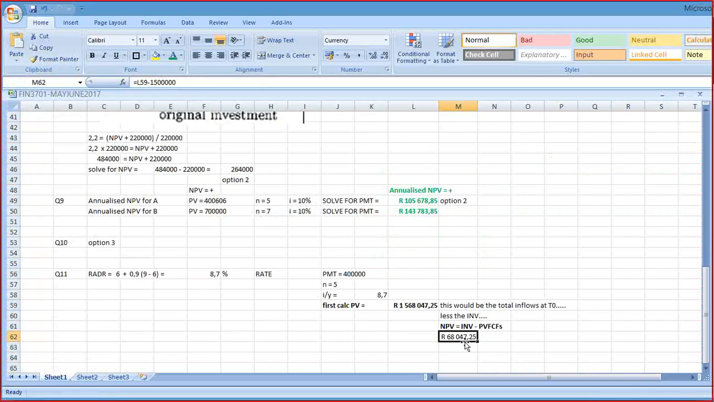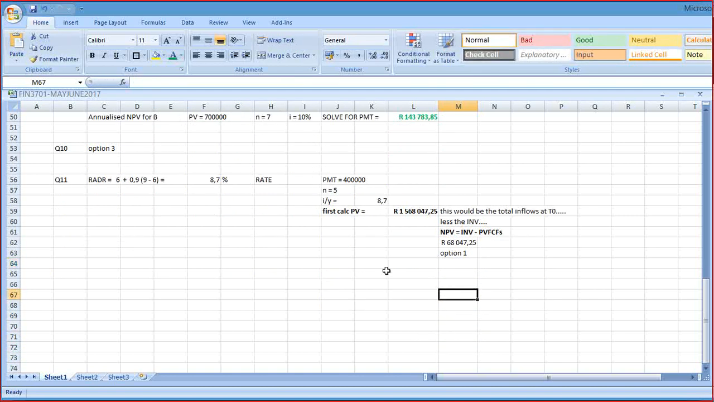Okay, so obviously if I take this and I subtract 1.5 mil, then I get 68,04725, option 1. That's good. The exact answer is there.